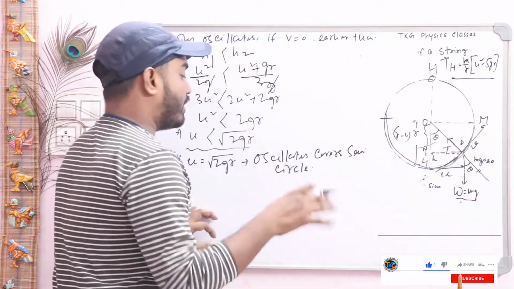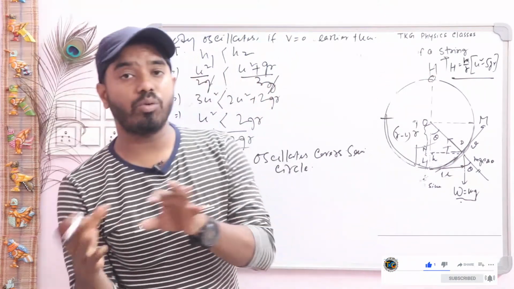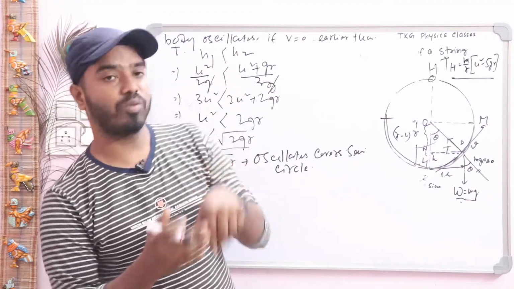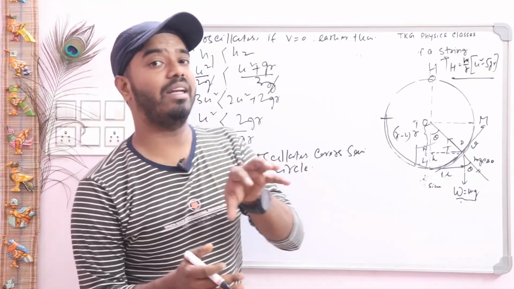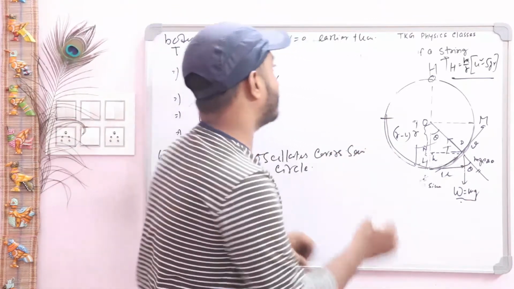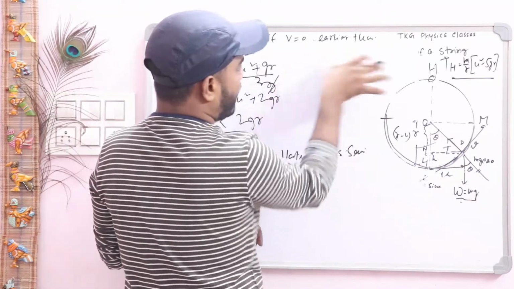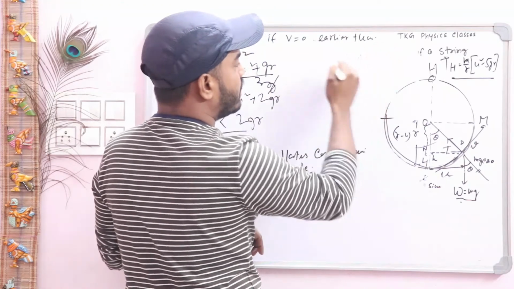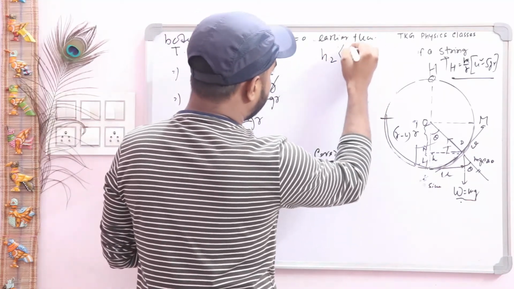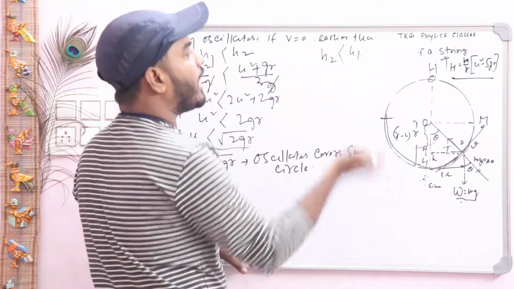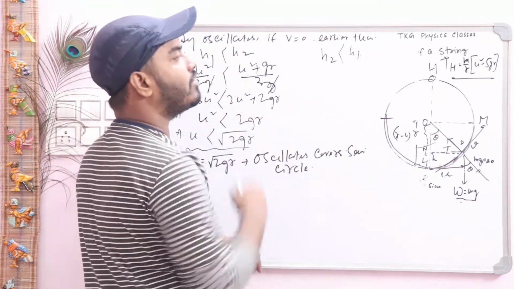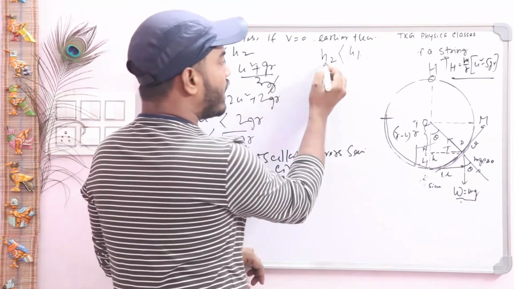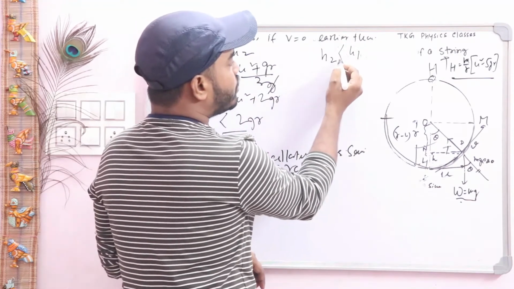Okay, now another condition, that is the second condition, when the body leaves the circular path. So when the body leaves the circular path, just reverse one, when the tension is 0 earlier than the velocity. Write it. When tension is 0 earlier than the velocity, in that condition the body leaves the circular path. That is H2 is less than H1, because tension is 0 earlier than the velocity, and tension 0 we are considering at height H2.